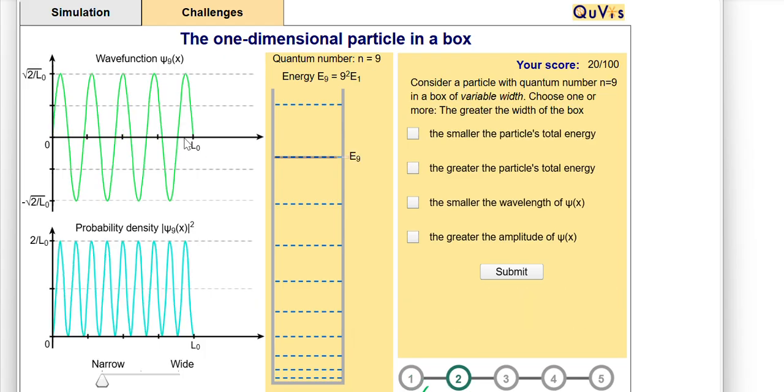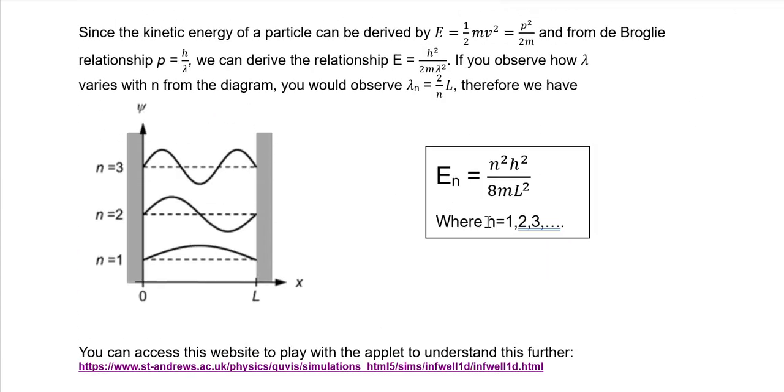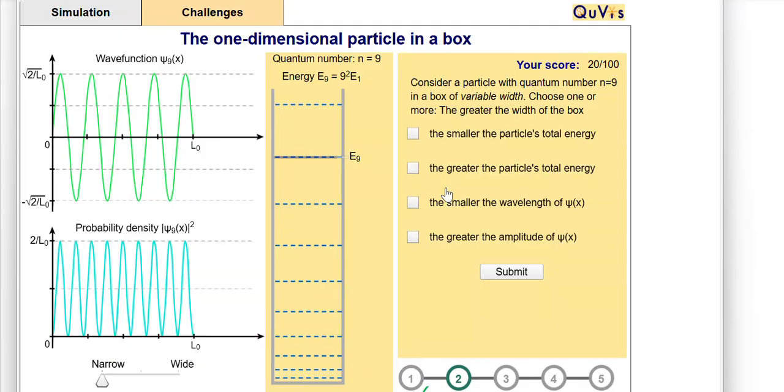Right, let's move on. Consider a particle with quantum number n equals 9. So nice, they picked it for you already. Choose one or more. The greater the width of the box, that means if L becomes bigger, the smaller the particle's total energy. Does the particle's total energy depend on L? We have to look at this formula over here that we just learned. Yes, it does. So as L becomes bigger, what happens to the particle's energy? It actually drops, because L is in the denominator. So smaller the particle's total energy, this one should be correct.